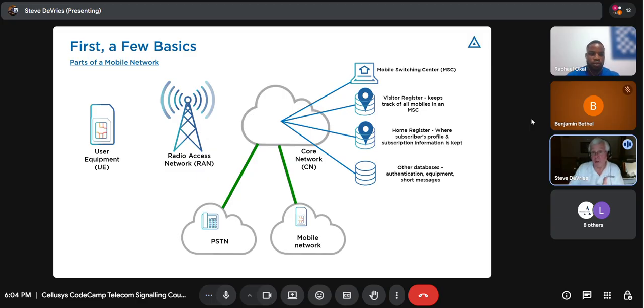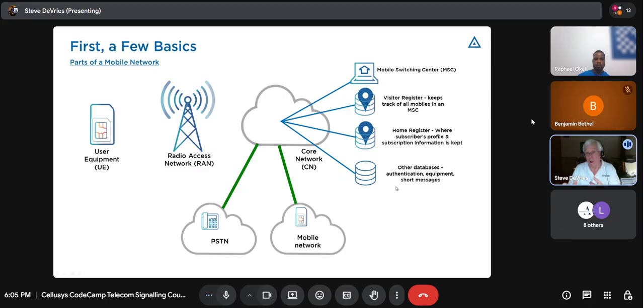Now, there are other databases out there, and we'll talk more about these in the future. Some keep track of your hardware equipment, some keep track of your authentication, and some, when you type out a short message, it goes to this register, and then it goes out and finds the recipient. So there are a lot of different databases and registers to make a mobile phone work, and in the future we're going to talk a lot about all of these. But these are the key databases and registers in mobile systems.